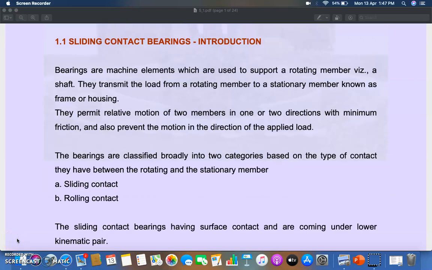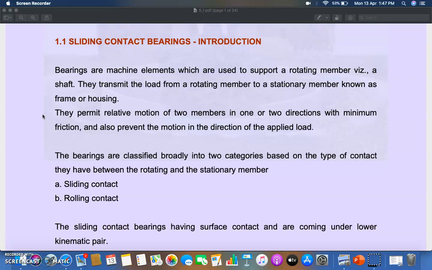Hello students, as we have come to the last unit of your Design of Machine Elements, which is bearings. In this unit we'll start with the topic of sliding contact bearings. As you all know, bearings are machine elements used to support a rotating member, for example a shaft. They transmit the load from the rotating member to the stationary member known as the frame or housing.